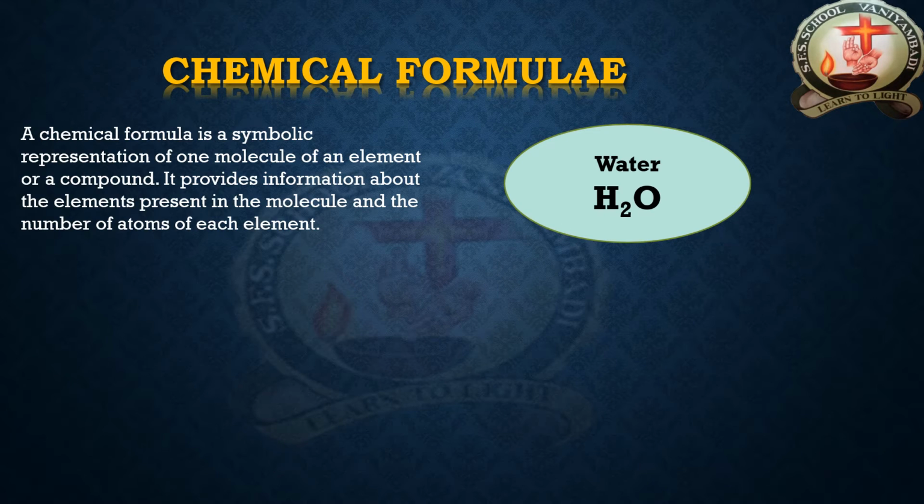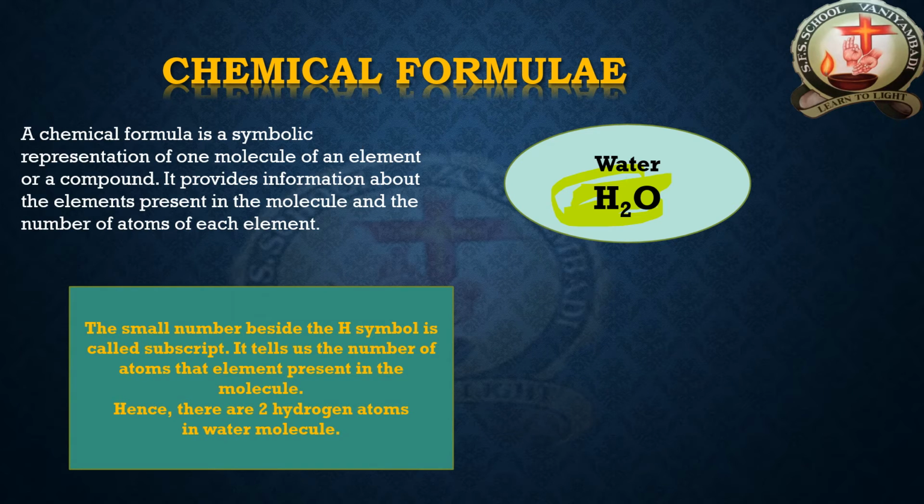I take one beautiful and very common example, water. Water is made up of H2O. What chemical things are available here? Hydrogen and oxygen. Now, the small number beside the hydrogen symbol, see this number, the 2 there, is called a subscript.